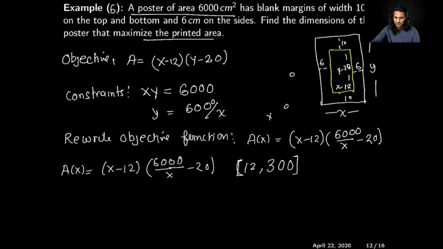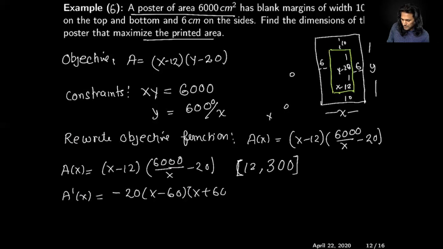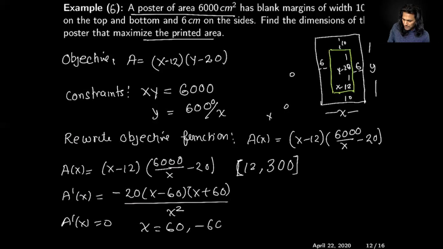Okay, this is our objective function. What we will do next is calculate the derivative of this function. So I will let you calculate the derivative. Please pause the video for one or two minutes and calculate the derivative. I have already calculated the derivative and simplified it. My simplified derivative is 20x squared minus 60 x plus 60 divided by x squared. If I set the derivative equal to 0, my critical values will be 60, minus 60 and 0. These are the critical values.